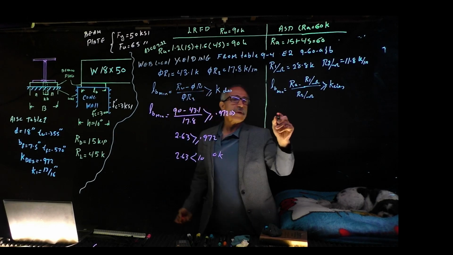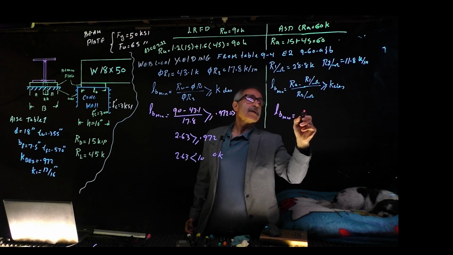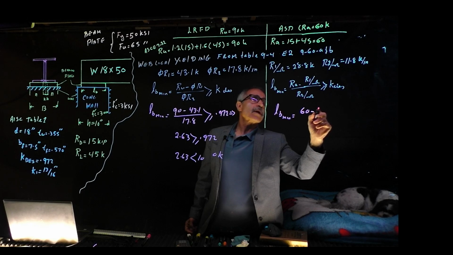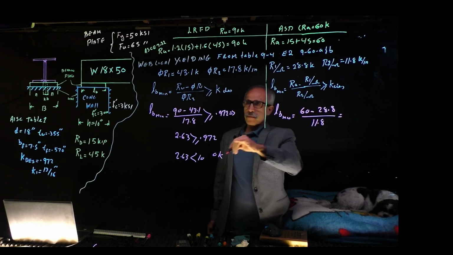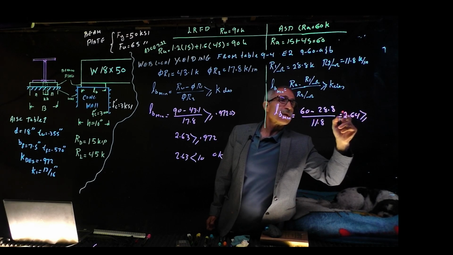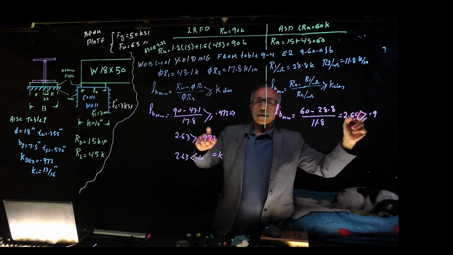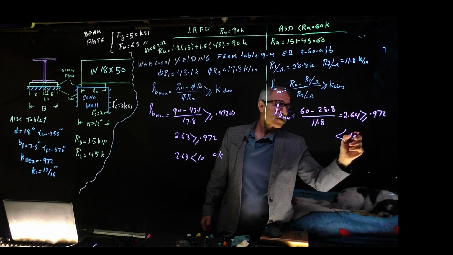We do the same thing over here. l_b minimum for allowable stress design is 60 minus 28.8 divided by 11.8, and that's almost the same thing, 2.64. 2.64 is bigger than k_des, 0.972, and again it's less than the 10 inches available.